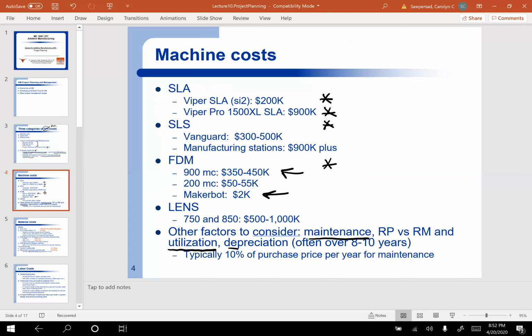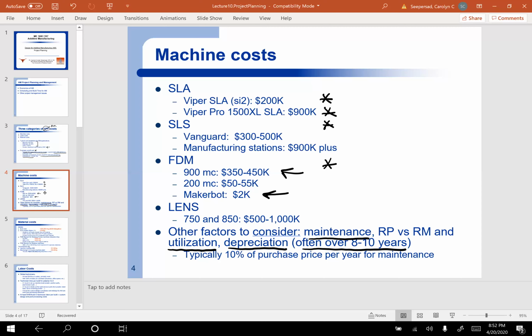And then how long is the life of the machine, right? How long is it going to be used? Does it have an 8-year, a 10-year, a 12-year, a 5-year life? And at the end of that life, is there any salvage value to the machine, or do you assume that there's zero salvage value associated with the machine?